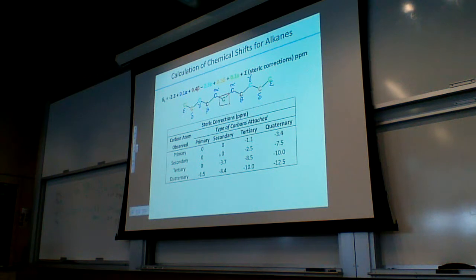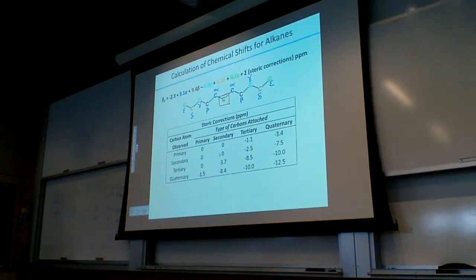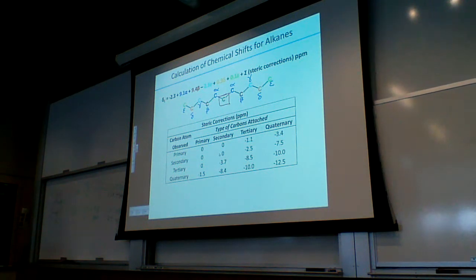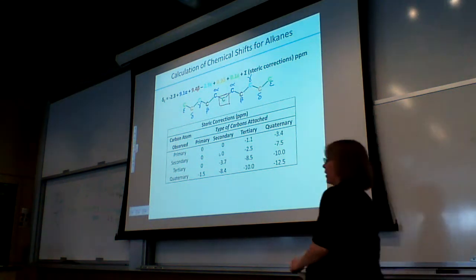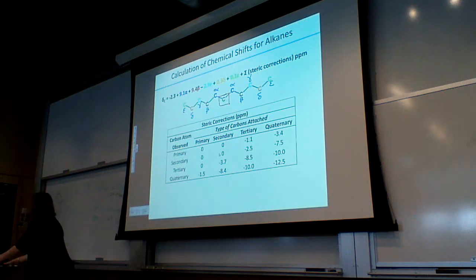So the alpha and the beta carbons are actually going to slightly increase the chemical shift of a carbon, but then having a gamma substituent is going to slightly decrease it. Yeah. And this is all just based on taking lots of data and figuring out how it correlates with different molecules. So let's do this for a simple alkane structure.